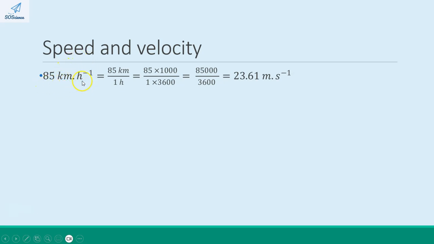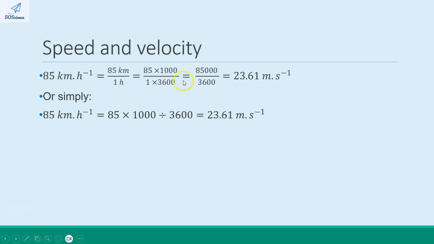So 85 kilometers per hour means 85 kilometers over 1 hour. So to convert the kilometers into meters, we multiply by 1,000. And to convert hours into seconds, we multiply by 3,600. So essentially what we get is 85,000 divided by 3,600. And if you plug that into your calculator, then you will get your answer in meters per second. It's 23.61 meters per second. So here we've learned how to convert kilometers per hour into meters per second.